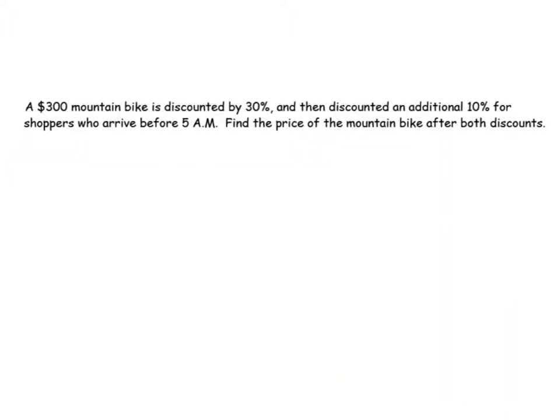All right, and the last problem, a $300 mountain bike is discounted by 30%, and then discounted an additional 10% for early shoppers who arrive before 5 a.m. Find the price of the mountain bike after both discounts. All right, so the original price of the bike is $300, and we are discounting that by 30%. So I'm going to multiply it by 30%. So 300 times 30% is going to give us 90.